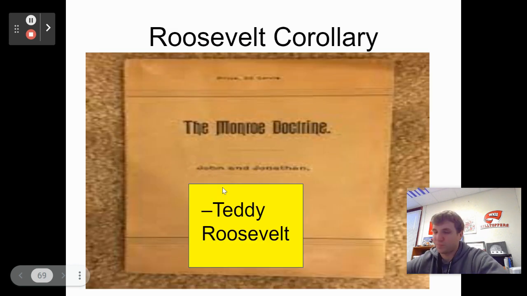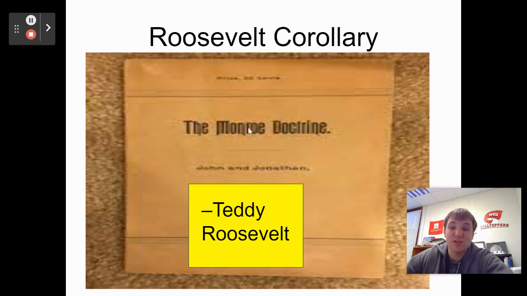Now, the Roosevelt Corollary. Okay, so the Monroe Doctrine was issued in 1823. However, the Roosevelt Corollary was issued by Teddy Roosevelt in 1905. Okay, so you're looking at a time span of over 80 years here. But what Teddy Roosevelt did is, like I said, the Monroe Doctrine is still cited to this day. It's still a fairly significant part of American foreign policy. Teddy Roosevelt decided to add a sticky note, if you will, to the Monroe Doctrine. Add just a little stipulation.